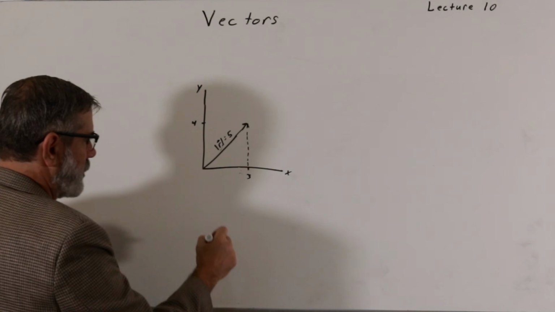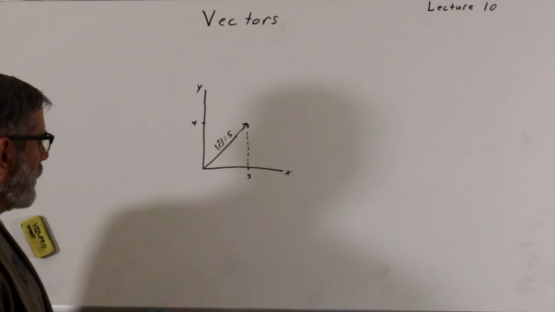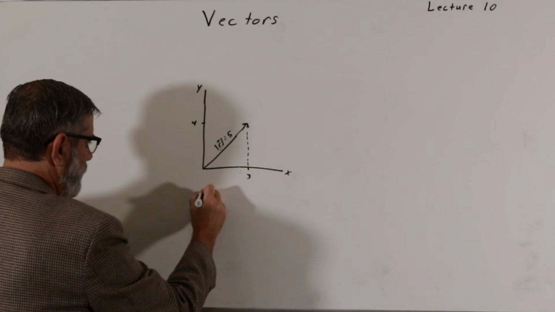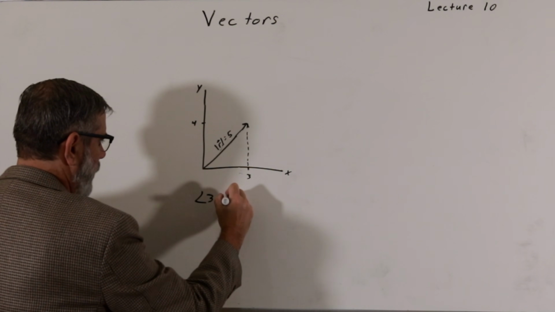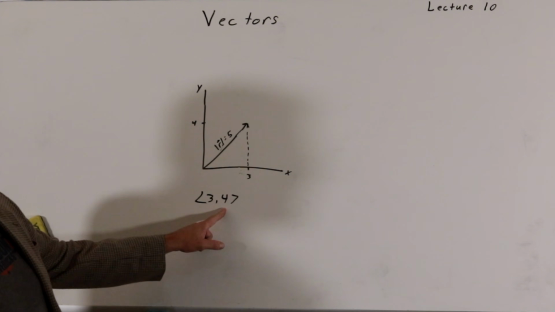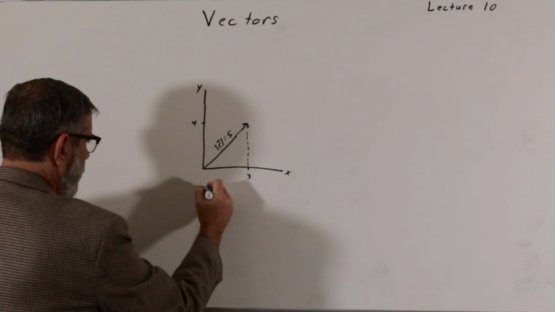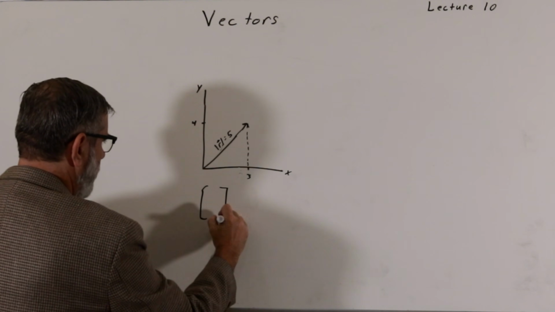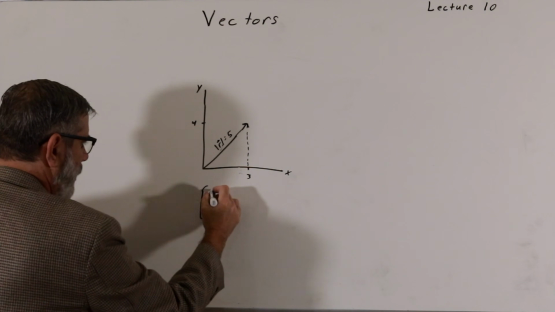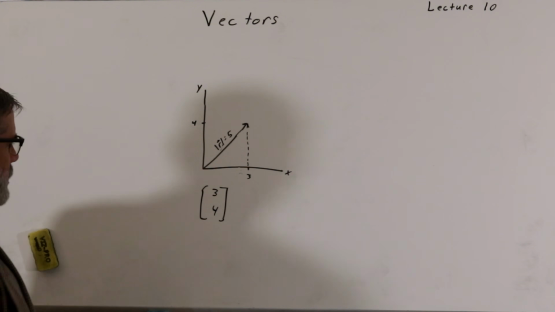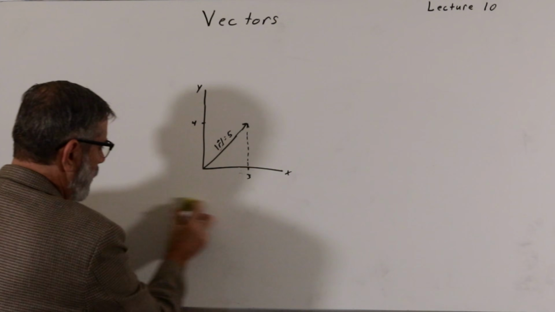Before I do that, though, I just want to introduce a little bit of notation that we often use. To write this as a vector, you could do a few things. A lot of people will do brackets like this, where they specify the x and the y components of the vector. That's fine. Some people will do a column vector like this, 3, 4. So that's the x direction, that's the y direction. I think to start, we're going to do it like this.